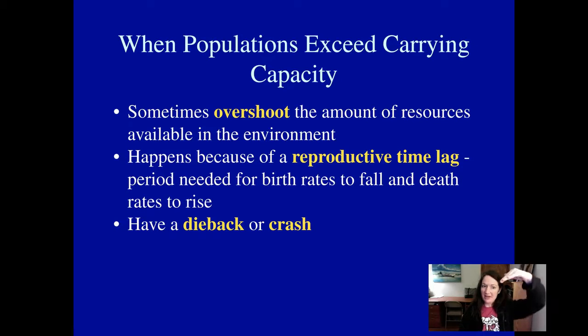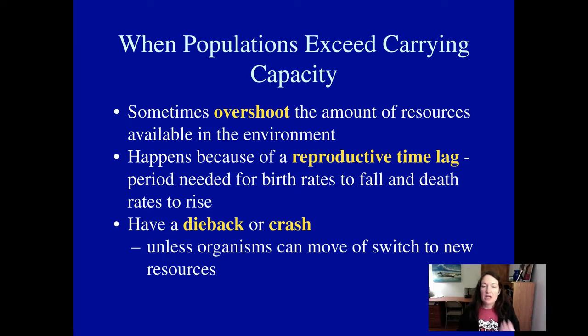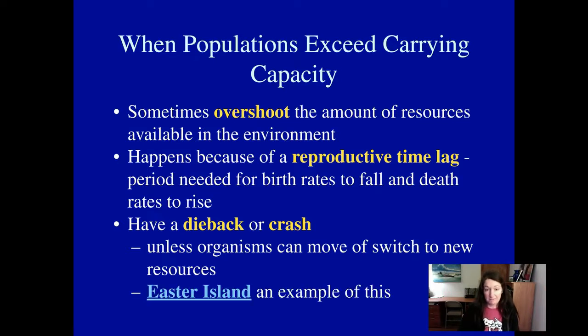But eventually, you have to have that dieback or that crash because there's not enough resources to feed and continue to reproduce at that level. So if the organisms are able to switch to new resources, if they're able to adapt, they have a lot of genetic diversity and are able to do that, they may be able to increase their carrying capacity so that they don't have a dieback or crash. And this is something that we've seen with the human species over the last several hundred years. We continue to increase our carrying capacity when we start to run out of resources.